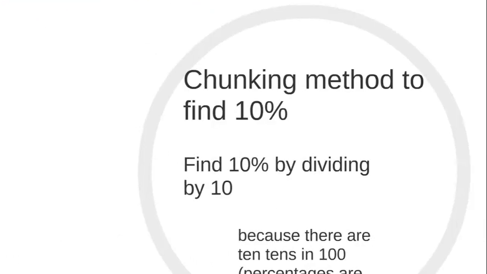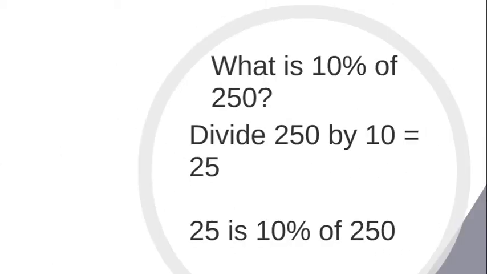For the chunking method for 10%, all you need to do is divide your number by 10. It's because there are 10 tens in 100 and percentages are out of 100. So to find 10%, you just divide by 10. So if we find 10% of 250, we divide 250 by 10 to give 25. So we now know that 25 is 10% of 250.